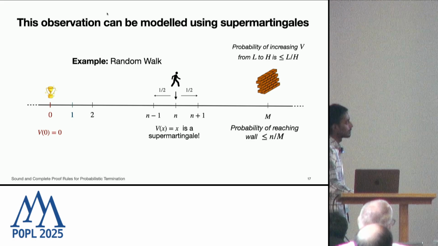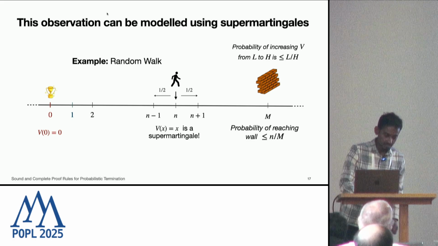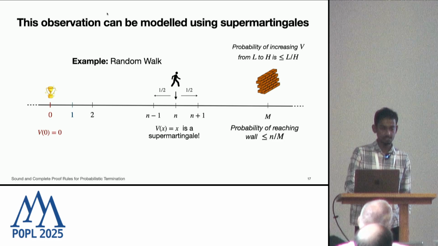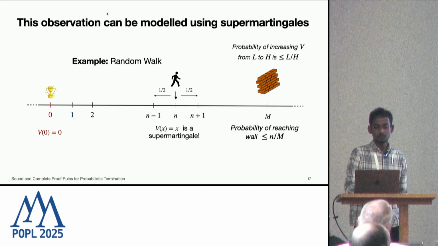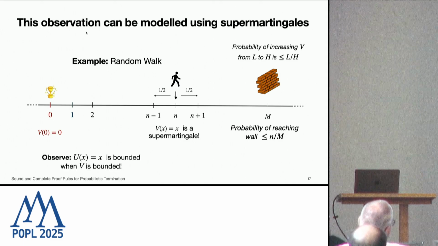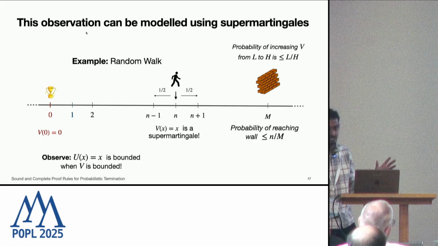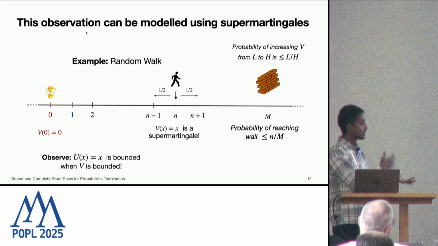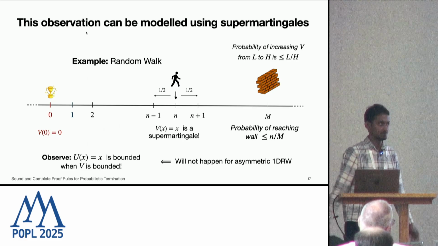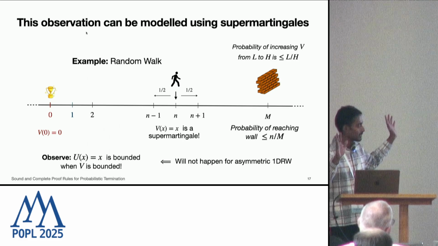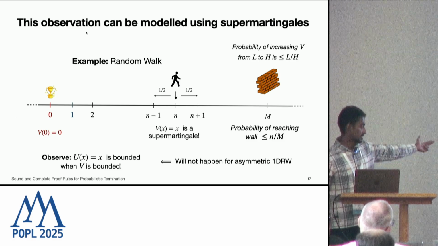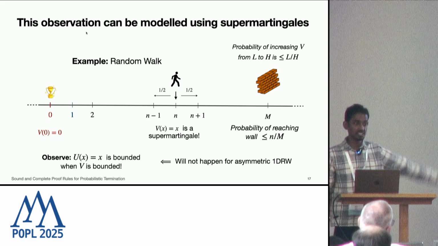Now, we have not really used the supermartingale to show termination. We've only been using the variant to show termination, right? The cool part here is that the variant is bounded when the supermartingale is bounded. If you have a collection of states within which a supermartingale is bounded, the variant will also be bounded. And it is possible to show that, because of all the observations we've seen so far, you cannot really come up with a supermartingale and a variant such that this particular property will hold for the asymmetric random walker.